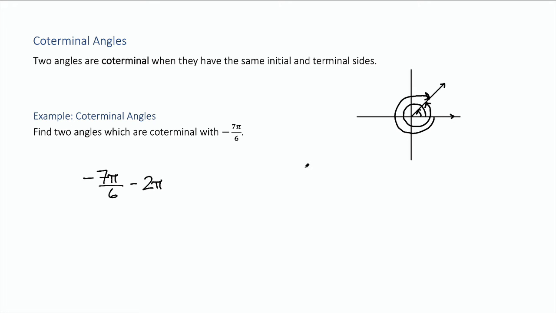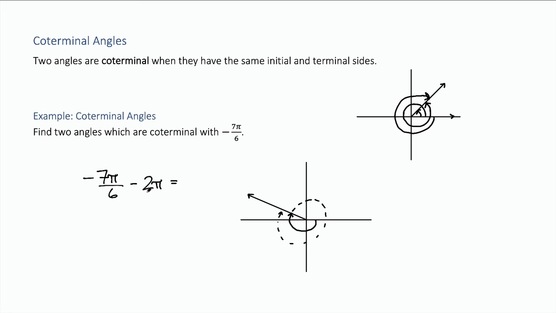I'm going to do a quick sketch here so we can see that. Negative 7 pi over 6 is an angle that looks kind of like this, and since it's negative, it goes around like that. That's the angle negative 7 pi over 6. And by subtracting 2 pi, I'm just continuing another full revolution, and it ends up in the same spot.